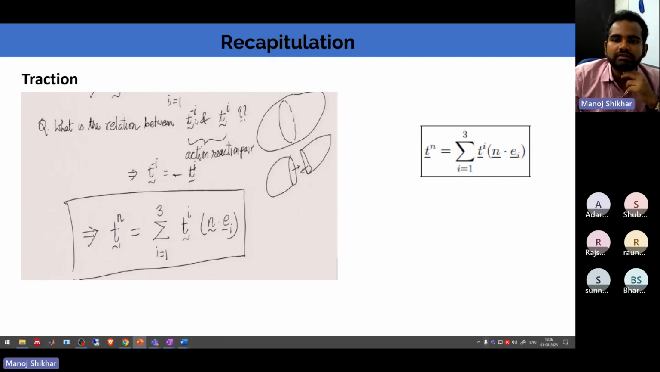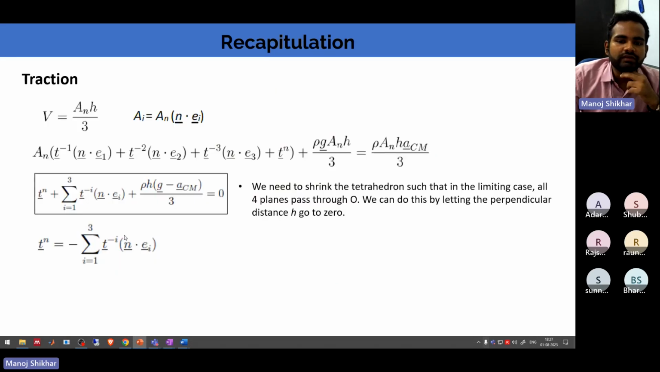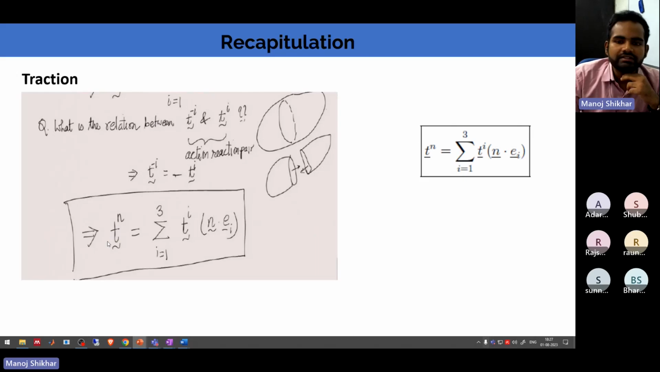Now Ti and T minus i are an action-reaction pair, so T minus i can be replaced by minus of Ti. When you replace that here, you will get Tn in terms of Ti. This relation you should remember.